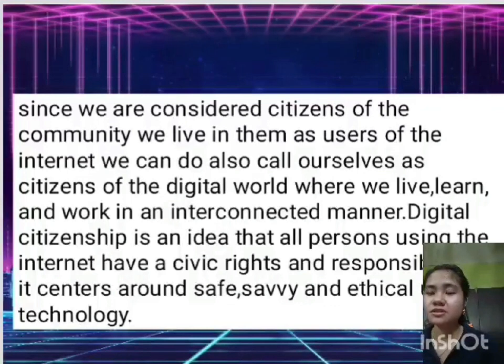We are considered citizens of the community we live in. Then, as users of the internet, we can also call ourselves citizens of the digital world where we live, learn, and work in an interconnected manner. Digital citizenship is an idea that all persons using the internet have civic rights and responsibilities. It centers around safe, savvy, and ethical use of technology.